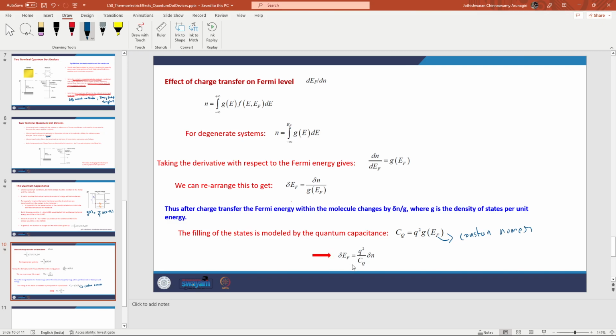and therefore we can write the energy change during charging or discharging is given by q squared upon C_q times delta n. So this is the expression for energy change during charging. Similarly, we can also study the effects of charge transference. Of course, for doing that, we need to use self-consistent methods.